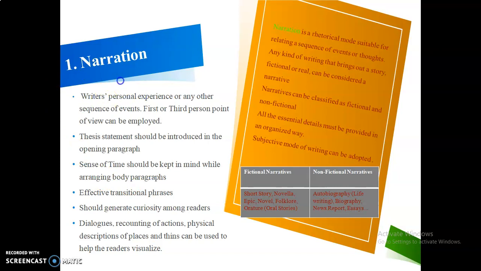Writer's personal experience or any other sequence of events can be included. That's what we already discussed. It could be subjective in nature. Okay, writer's personal experience or any other sequence of events can be included.